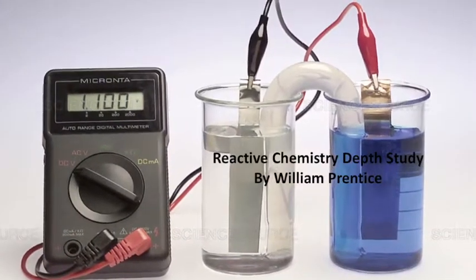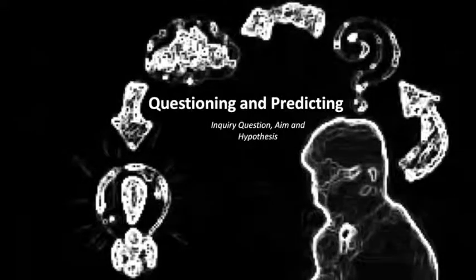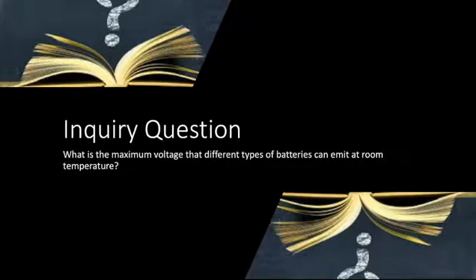Reactive Chemistry Depth Study by William Prentice. Questioning and predicting. Inquiry question, aim, and hypothesis. Inquiry question: What is the maximum voltage that different types of batteries can emit at room temperature?